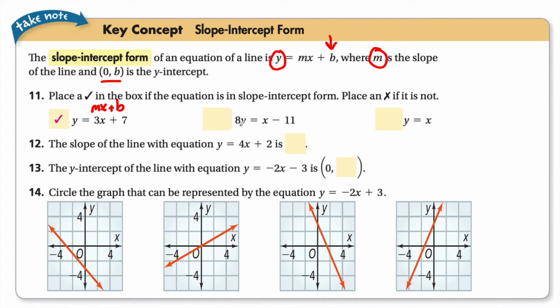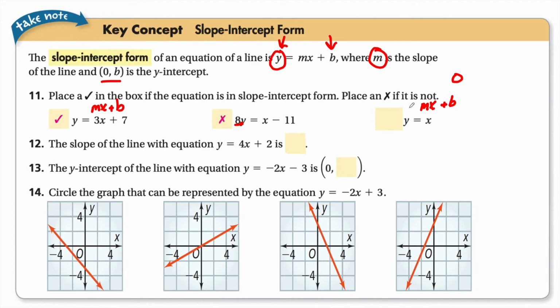But this is 8y equals x minus 11. Since there is a number, a coefficient, in front of that y value, we know that this is not in slope-intercept form. It must be y by itself, which is something we're going to talk a little bit about later. All right, and finally you have y equals x. Now, I agree that this is the mx portion, but what happened to the plus b? Well, if you add 0, which is a number, we don't feel like writing it.